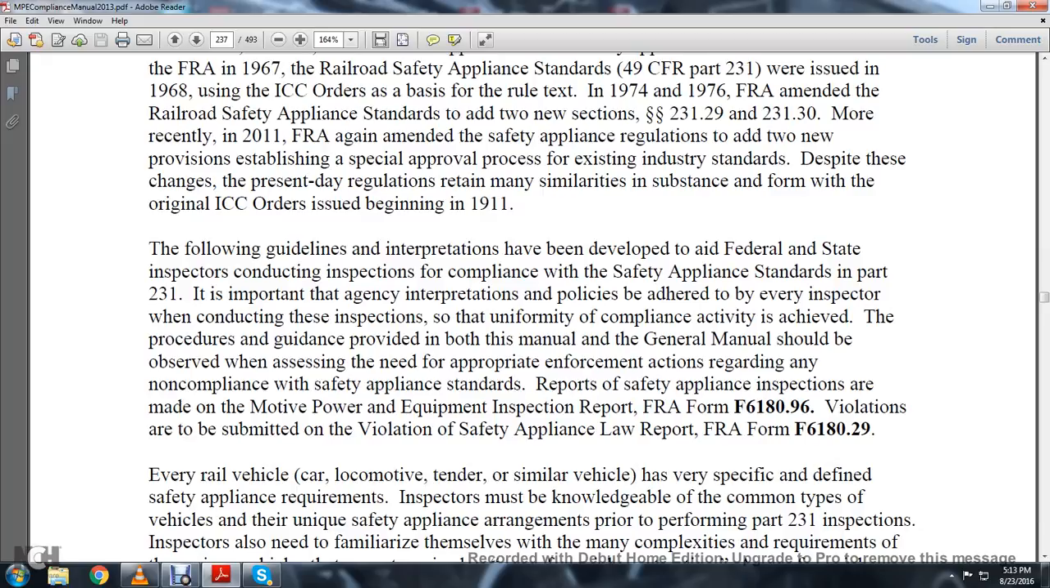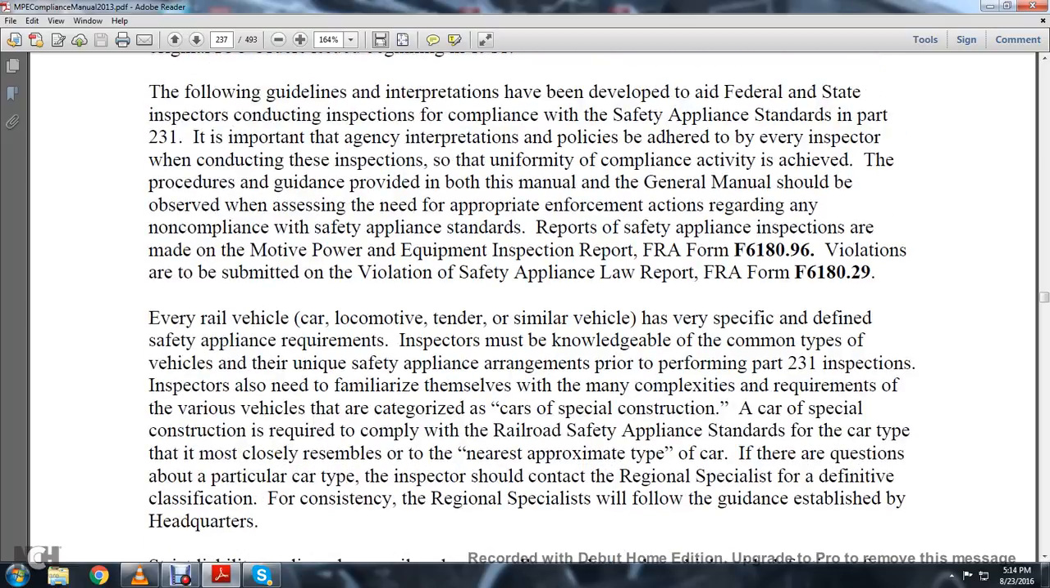Safety appliance inspections are reported on the Motor Power Inspection Report, FRA Form 6180.96. Violations are submitted on the Violation of Safety Appliance Law Report, FRA Form 6180.29. Every vehicle, car, locomotive, tender, or similar vehicle has specified and defined safety appliance requirements. Inspectors must be knowledgeable of the common types of vehicles and their unique safety appliance arrangements prior to performing Part 231 inspections. Inspectors are expected to familiarize themselves with as many of the complex requirements of various vehicles as possible.